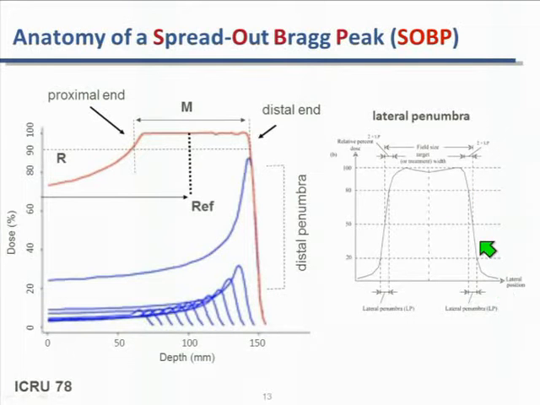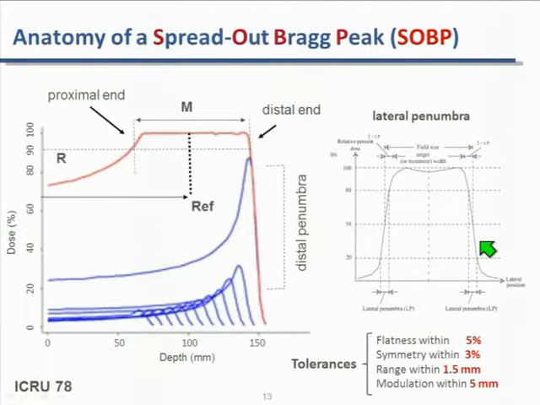Similar to photon therapy, we established criteria in our institution recently, and we think they are still generous: flatness within 5%, symmetry within 3%, and range within 1.5 millimeter. In fact, we deliver tighter than that, and we verify it on a daily and monthly basis, and it's actually within a millimeter. And we have a modulation width within 5 millimeter. Now, that might be slightly different for double scattering, and certainly probably different as well for pencil beam.